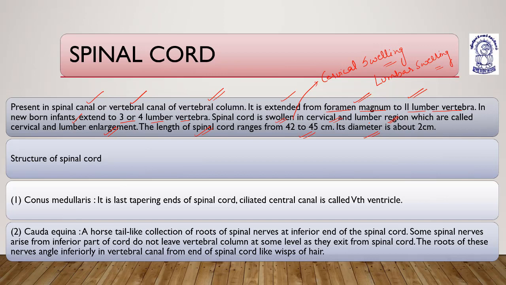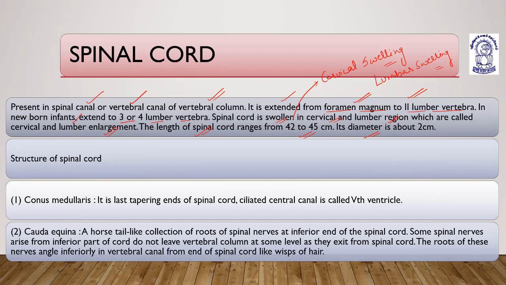To repeat, the spinal cord is present in the spinal canal or vertebral column. It extends from foramen magnum to the second lumbar vertebra. In newborn infants, it extends till the third or fourth lumbar vertebra. The swollen parts, the cervical swelling and the lumbar swelling, are known as cervical and lumbar enlargement respectively. The length of the spinal cord ranges from 42 to 45 centimeters, and its diameter is about 2 centimeters.